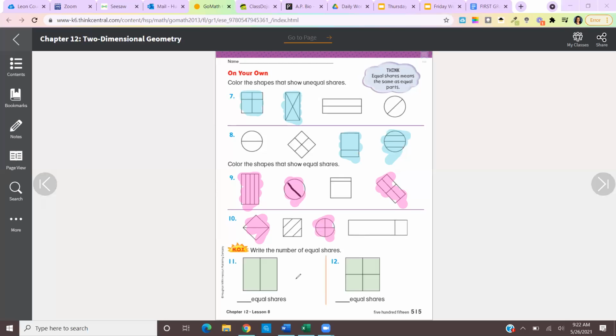Okay, so for numbers 11 and 12, it says write the number of equal shares. How many equal shares does number 11 have? 2. And how many equal shares does number 12 have? 4. Good job. Okay, so show me a great big squeeze when you are ready to go on.